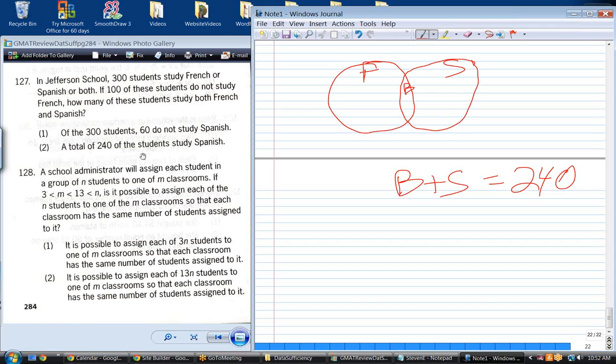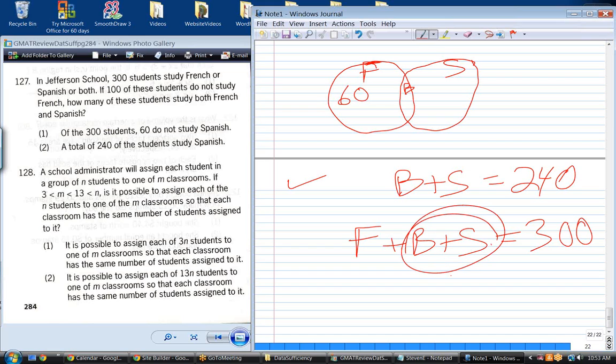So from number 2 alone, I cannot figure out what B is. I know that F plus B plus S is equal to 300. So F would have to be 60. So now I have 60. Still doesn't help. That still tells me B plus S is equal to 240, but it can be in any combination. So 2 alone does not work.